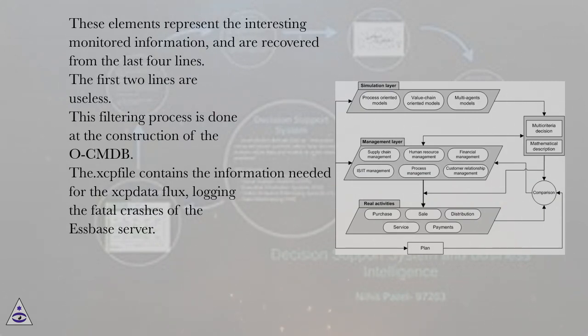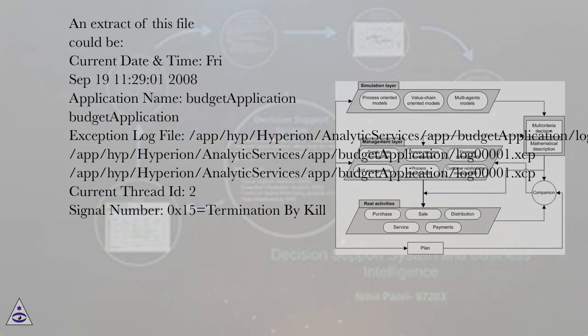The .xcp file contains the information needed for the exception data flux, logging the fatal crashes of the Essbase server. An extract of this file could be: current date and time, Friday, September 19, 11:29 and 1 second 2008. Application name, budget, application. Exception log file, /app/hip/hyperion/analytic services/app/budget, application/log00001.xcp. Current thread id, 2. Signal number, 0/15 equals termination by kill.